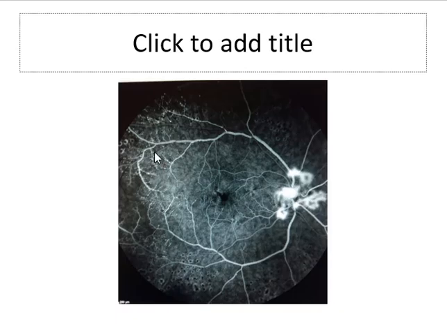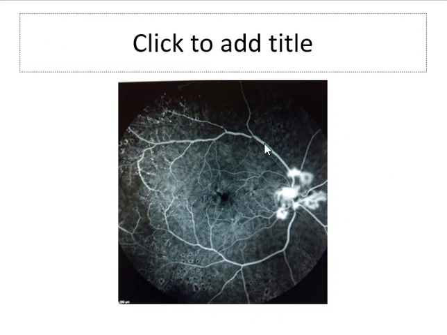This is the fluorescein angiogram picture of a diabetic patient who had a fluorescein angiogram, and this is showing some leakage from the blood vessels around the optic disc. These are the new vessels at disc. Fluorescein angiogram is one of the diagnostic tests for confirming neovascularization.